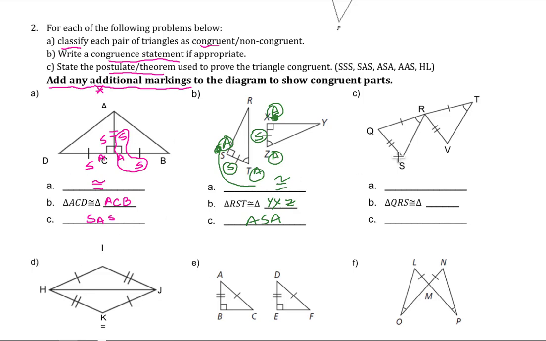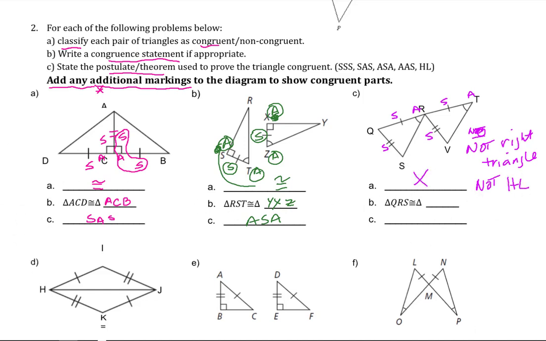Looking at C, with the way the triangles are marked, we have side side angle, and that's not going to work for us. It would only work if it was a right triangle. So that one can't be done the way that it's marked without doing more work possibly.